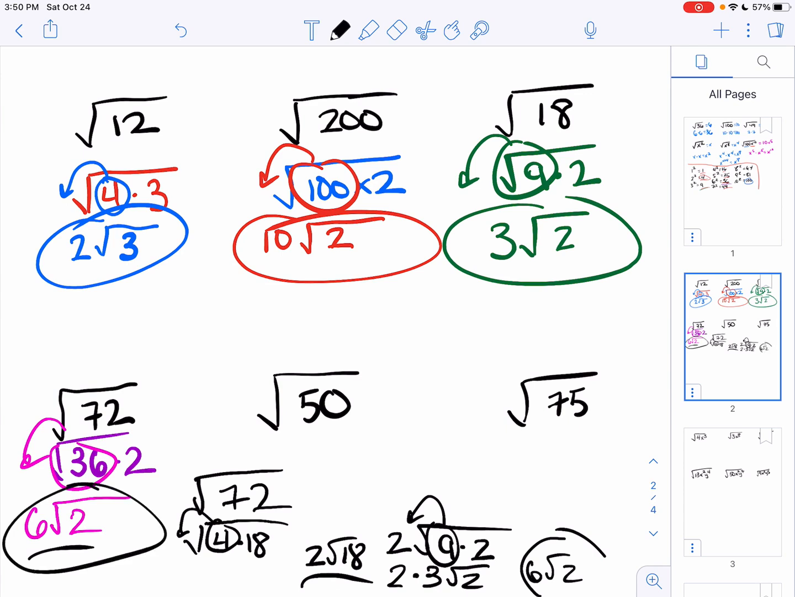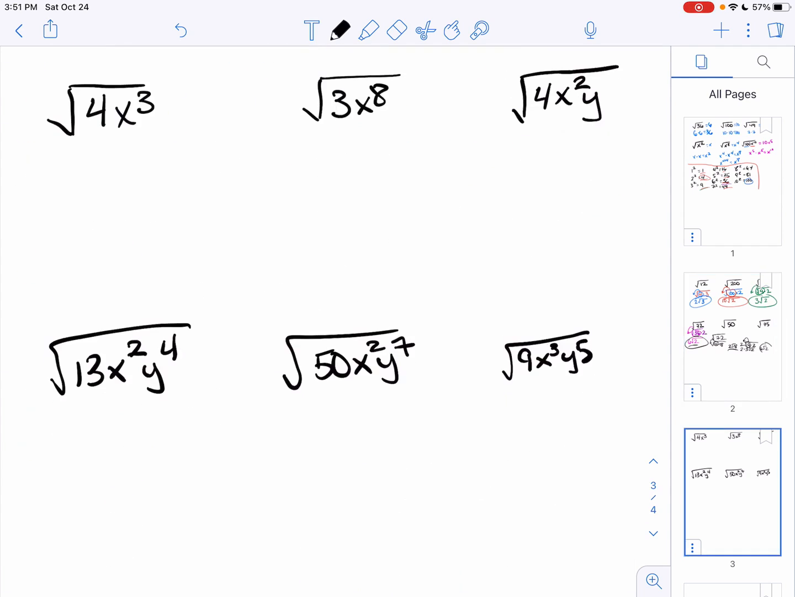So if you don't know the biggest perfect square, as long as you know a perfect square, you can chip away at it, and you can keep making it smaller and smaller until the number that is in the radical does not have any perfect squares that multiply to it. Okay. So for the lack of time, I will move on to the ones that have variables in them.